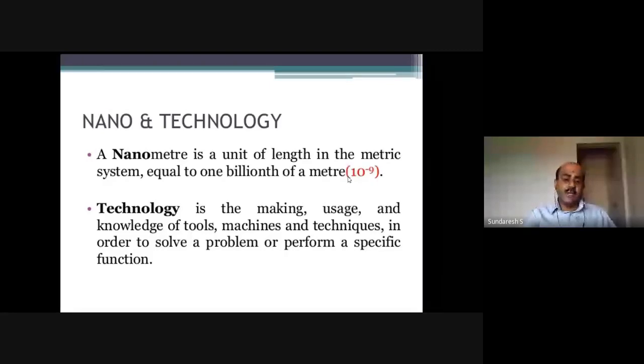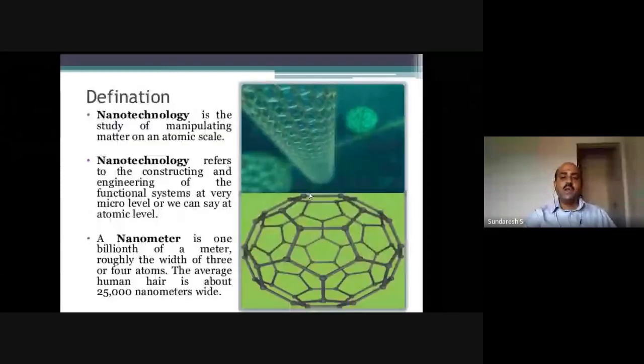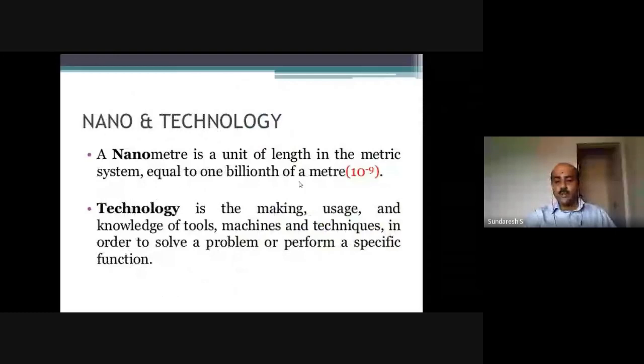A nanometer is a unit of length in the metric system equal to 1 billionth of a meter. So we call that 10 to the power of minus 9. Nano means 10 to the power of minus 9. So basically nano is a metric unit which is used for measuring length, and this nanometer is equal to 1 billionth of a meter, or we can call it 10 to the power of minus 9. Just understand.